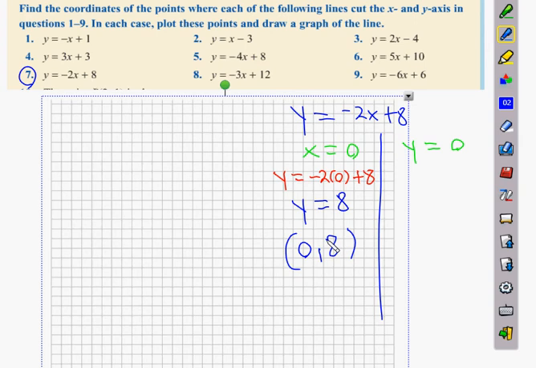Okay. Kenny, what about this side here? 0 equals. What do we replace in here? y. Replace y with 0. So what do I get then? 0 equals minus 2x plus 8. Now, you want to get the x on its own. Move it across. So what happens?